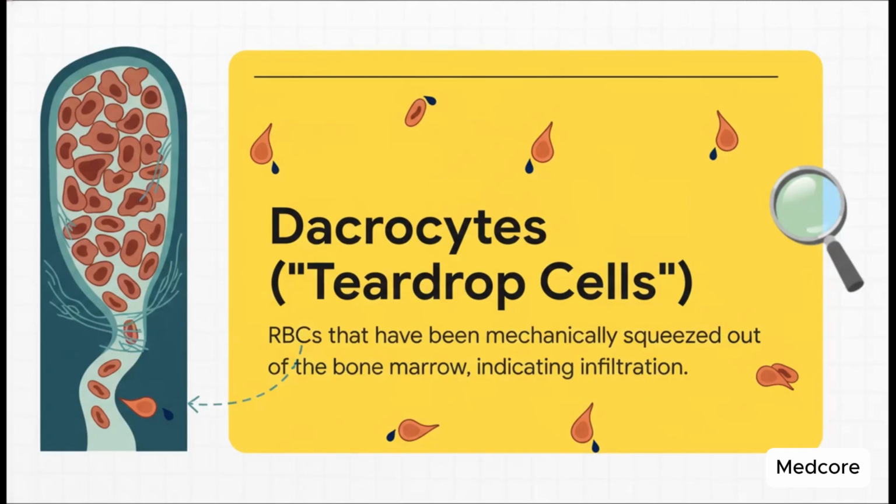Next up, we have dacryocytes, better known as teardrop cells. And the name really tells you everything you need to know. The story here is that these poor red blood cells are being physically squeezed out of an overcrowded bone marrow, maybe from something like myelofibrosis. A really simple way to remember it: the red blood cell sheds a tear as it gets forced out of its home.